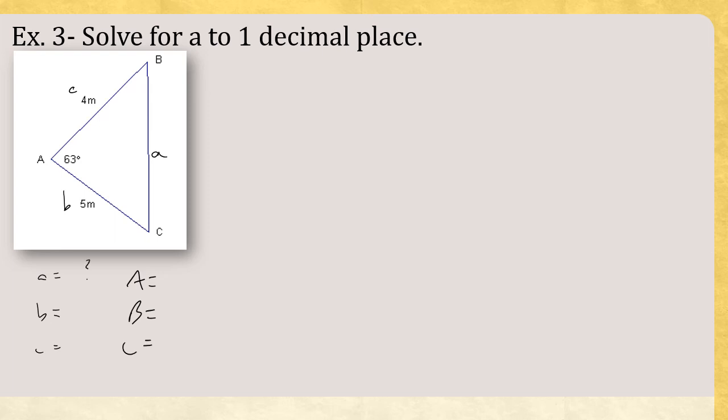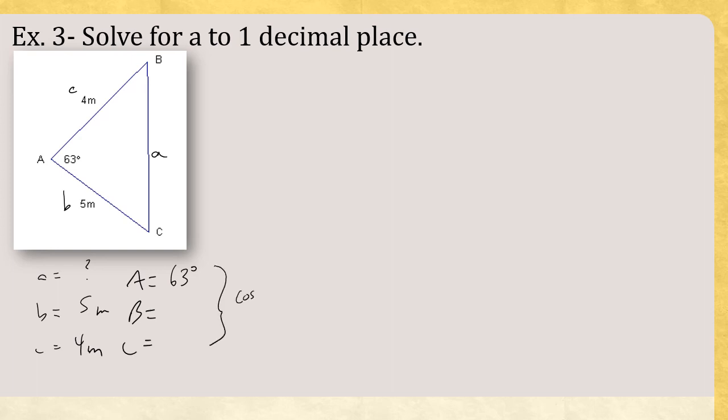I'm looking for A. B is 5. C is 4. A is 63 degrees. I don't know B and I don't know C. And I don't have an easy way to get B or C. I can't do my little 180 minus trick, right? So if you see that in your chart and you don't have a complete letter, that is your cue, right? We don't have a complete letter.